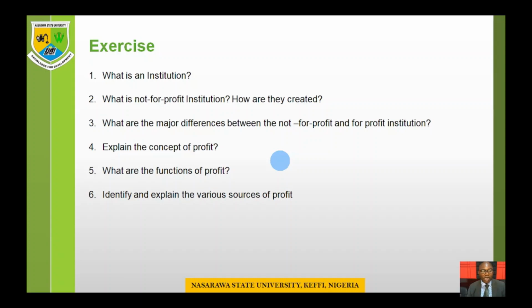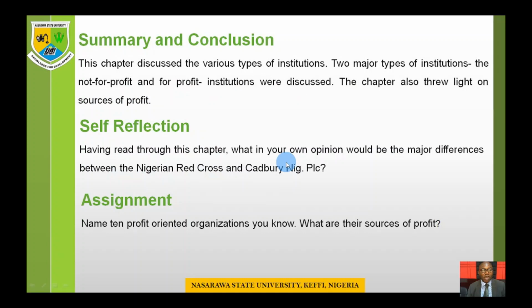Number 3, what are the major differences between the not-for-profit and for-profit institution? Number 4, explain the concept of profit. Number 5, what are the functions of profit? And finally, number 6, identify and explain the various sources of profit. So, by way of summary and conclusion, this chapter discusses the various types of institutions. 2 major types of institutions, the not-for-profit and for-profit institutions, were discussed.